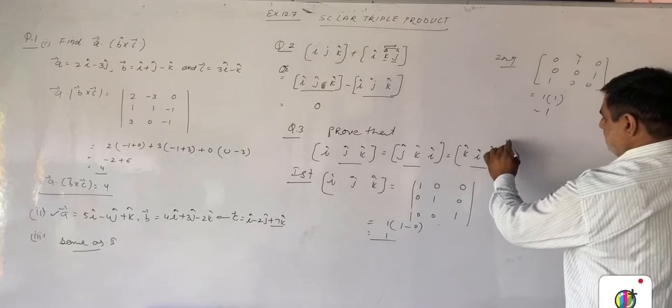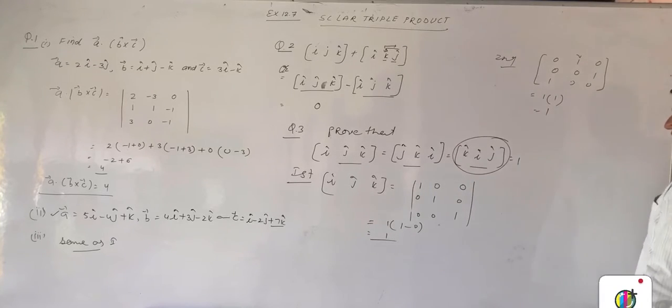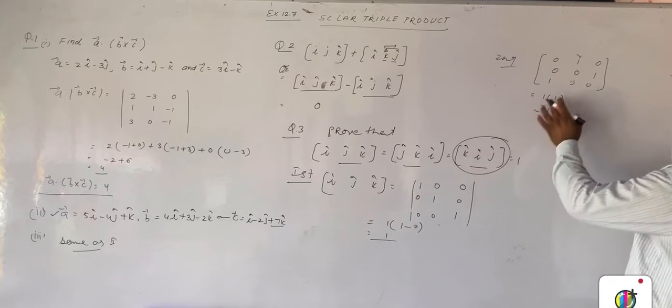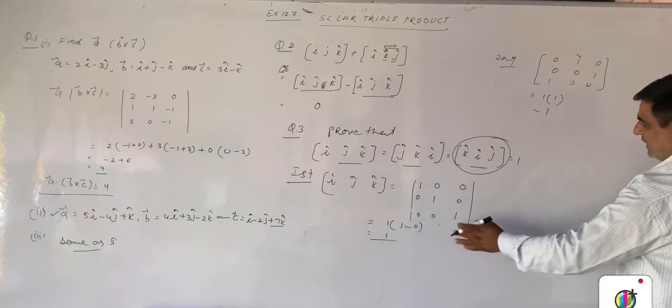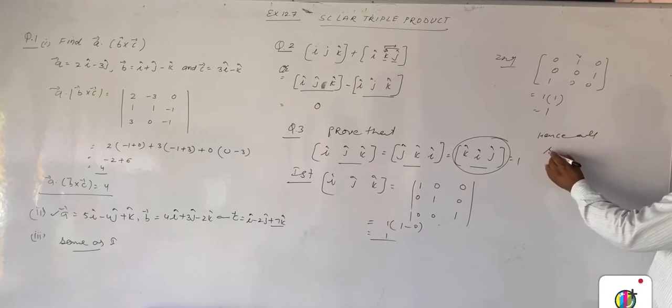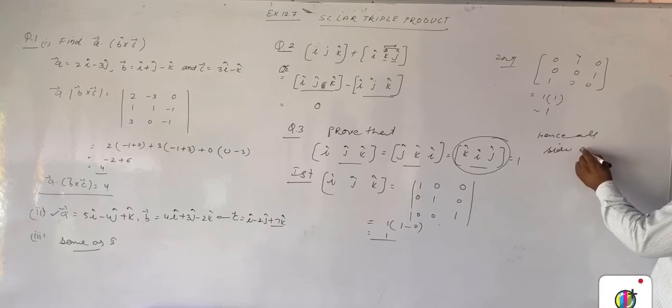Now this is also the third component of this. This is k, i, j. We take the values of k, i and j and expand by this. We get the same result. So hence all sides, these components, are equal.